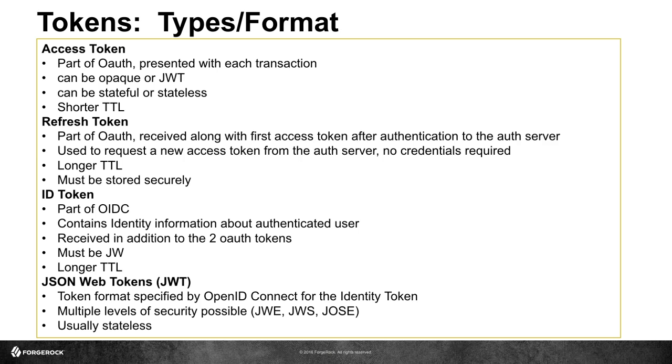Formats of tokens, like I said before, they could be opaque, but they could also be JSON Web Tokens. JSON Web Token is a standard. As the name suggests, it's JSON. And there's multiple levels of security, so there isn't just one standard here. If you look, there's a list of standards this long that have to do with what you can do with these tokens. You can encrypt them multiple ways. You can sign them multiple ways. You can do key management in multiple ways. So there's lots of possibilities here.